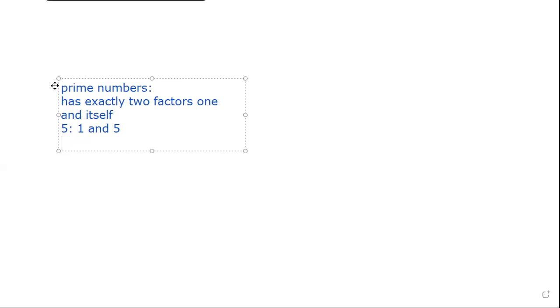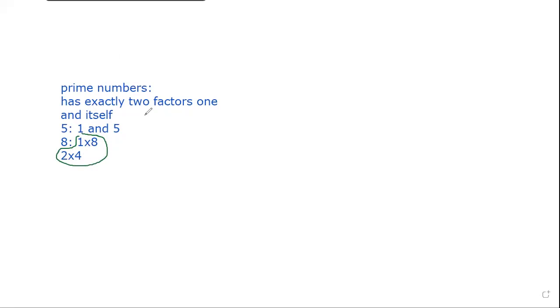So let me take an example. 8 has how many factors? 1 times 8 and 2 times 4. So this is not a prime number. We call it a composite number because if you look at 8, it has 4 factors, 1, 2, 4, 8. So these are what we call composite numbers.